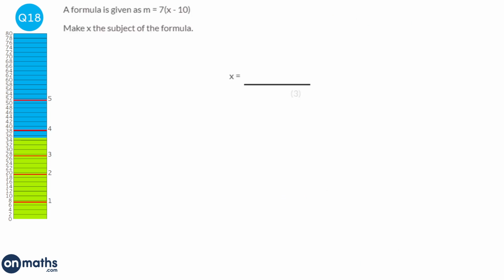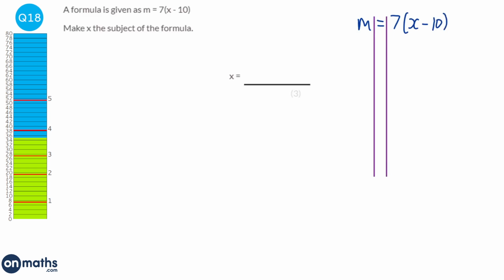So we're going to start just by writing this out. So m equals 7 brackets x minus 10, and we're going to put our solving lines in. I'm going to start by expanding the brackets, and we don't need to. We could divide both sides by 7, but I think this is a bit easier. And we're going to add 70 to both sides. So we're trying to get x as the subject. So we're trying to get x on its own.